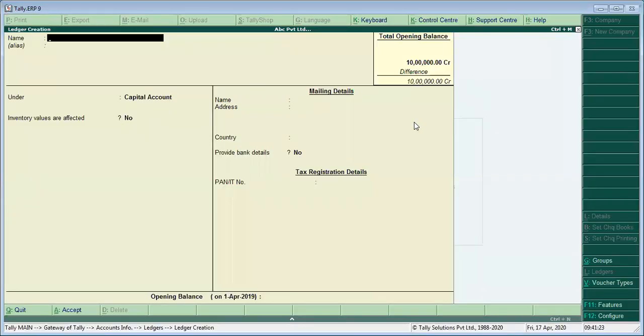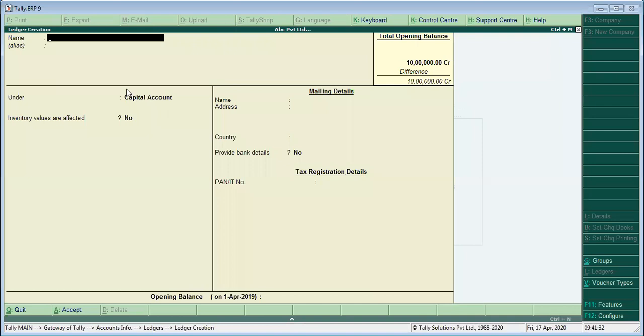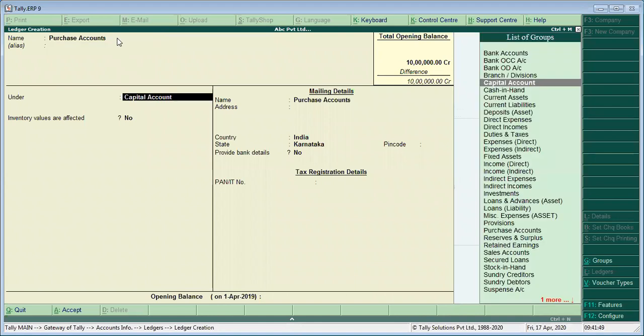This has already been created. So just remove it. You are creating a ledger. Okay. So what type of ledger are you creating? You are creating the ledger in the name of purchase and the sales ledger. So name appears as purchase accounts. Okay.